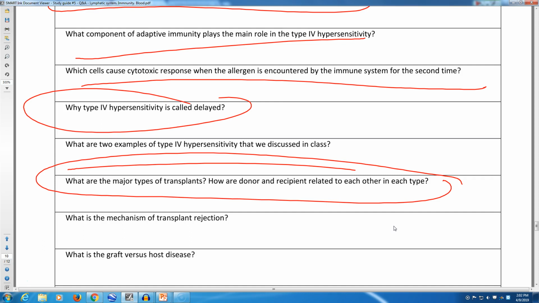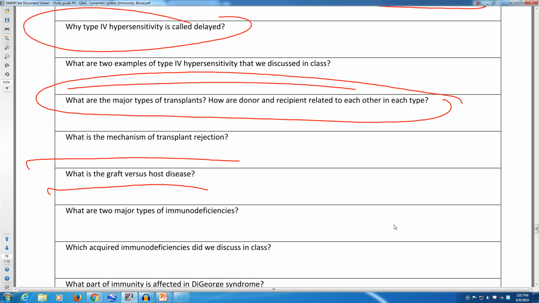Auto, iso, allo, xeno transplantation, know what it is. Rejection, immune system of the recipient rejects the solid graft, attacks the solid transplant. In graft versus host disease, immune system generated from the donor's bone marrow attacks the tissues of the host.